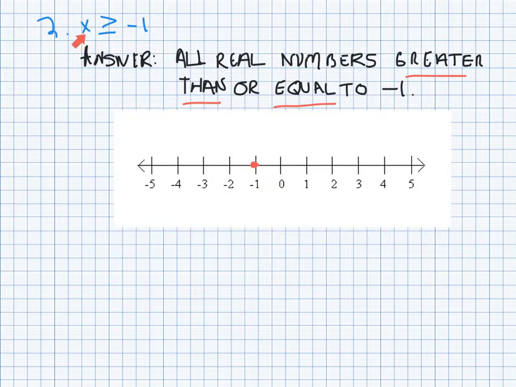Another example is x is greater than or equal to negative 1. Our verbal answer is all real numbers greater than or equal to negative 1. We graph that here. Because we have an equal sign here, we are going to graph this, and we will have it going that way. So closed endpoint and the arrow going upwards.